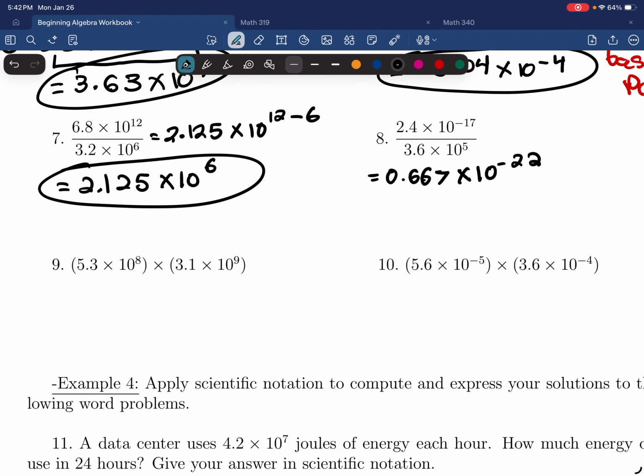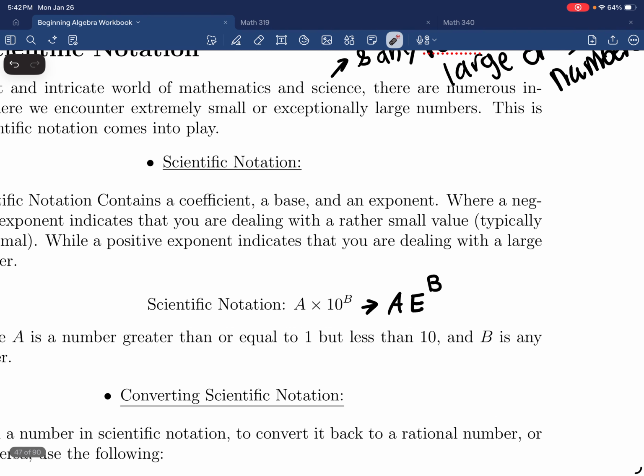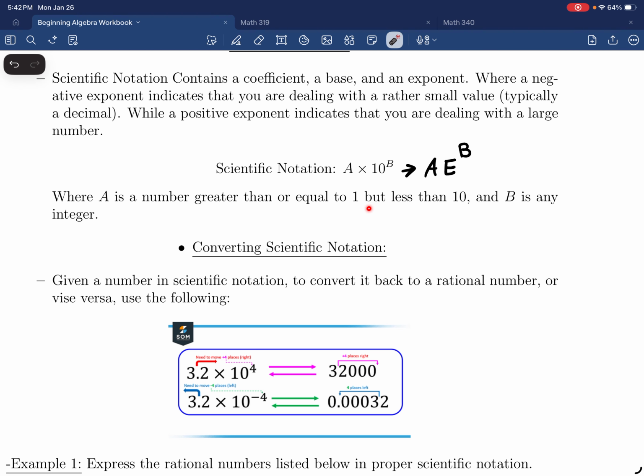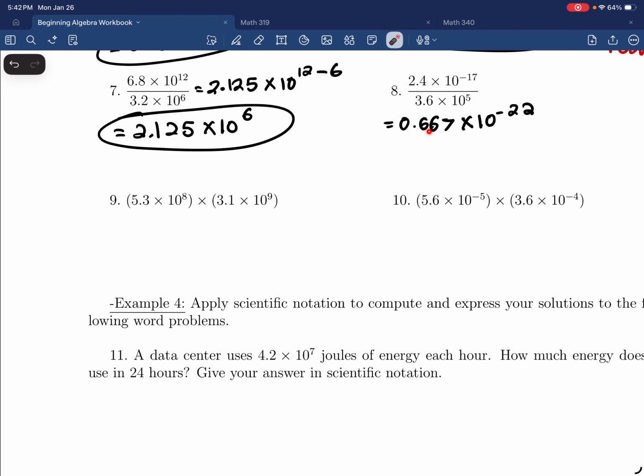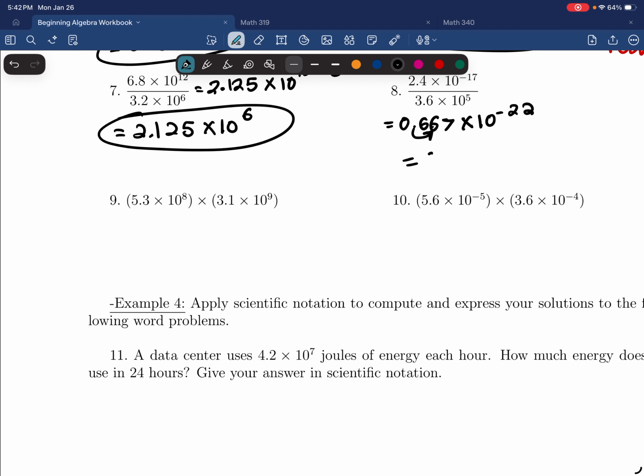Now, technically, this is not your final answer. And that's because, recall, there's a rule for scientific notation where A has to be greater than or equal to 1 but less than 10. So what this means is that this is not our final answer. We need to move that decimal place to the right by 1. So our final answer is going to become 6.7 times 10. And because we moved it over to the right by 1 value, is our exponent going to become negative 21 or negative 23? It's going to become negative 23.